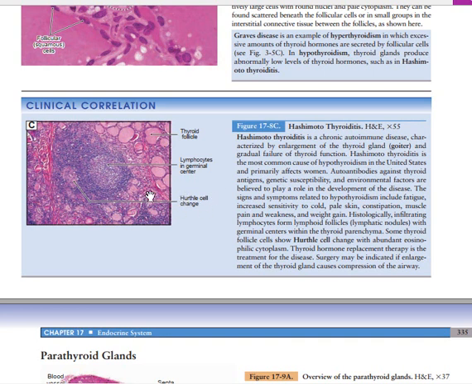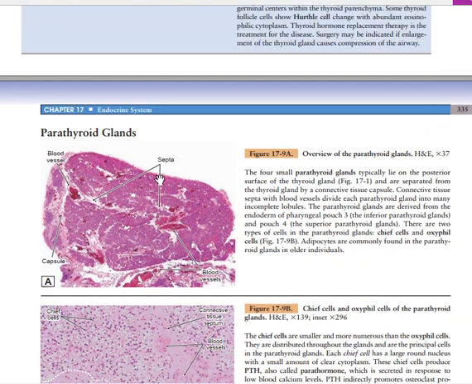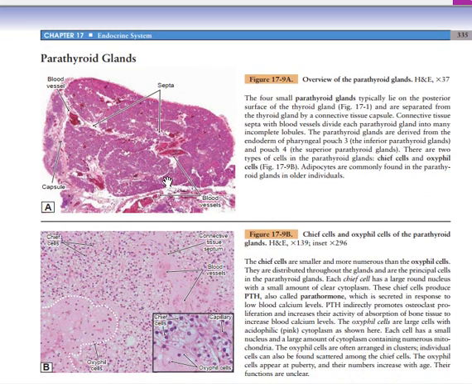So those are the different things that you're going to visualize. Now the parathyroid gland. When you visualize the parathyroid gland at small magnification, you're going to see septa of the parathyroid gland, and the parathyroid gland is separated from the thyroid gland by its capsule. Is it clear?